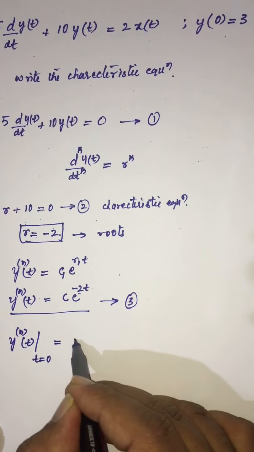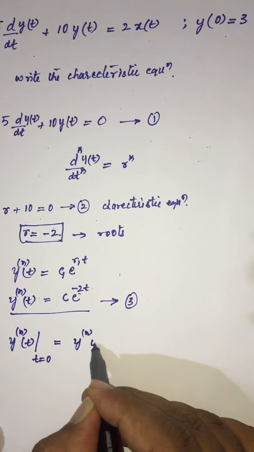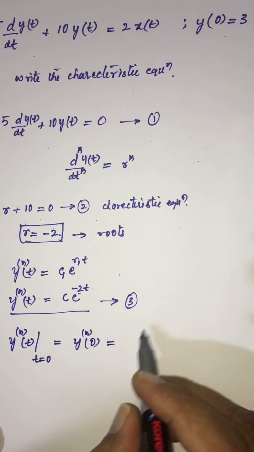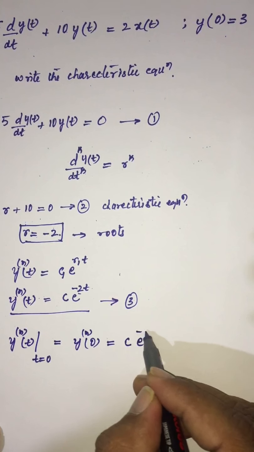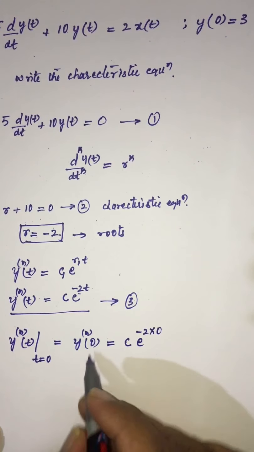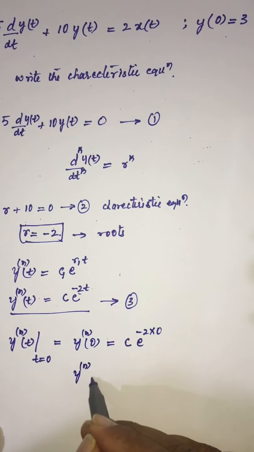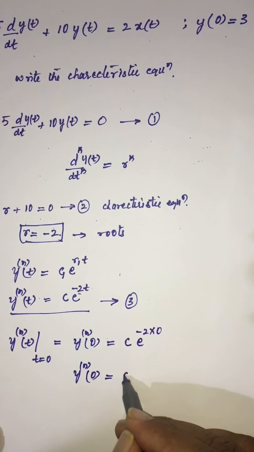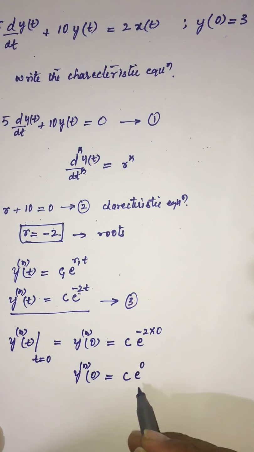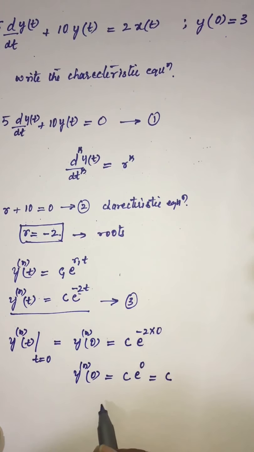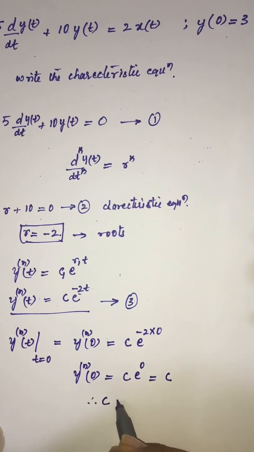Therefore this becomes y_n of 0 is equal to c e to the power of minus 2 into 0. Therefore y_n of 0 is equal to c into e to the power of 0, which is equal to 1, so 1 into c is c. What is y of 0 that has been given? It is 3. Therefore c is equal to 3 according to the given initial condition.